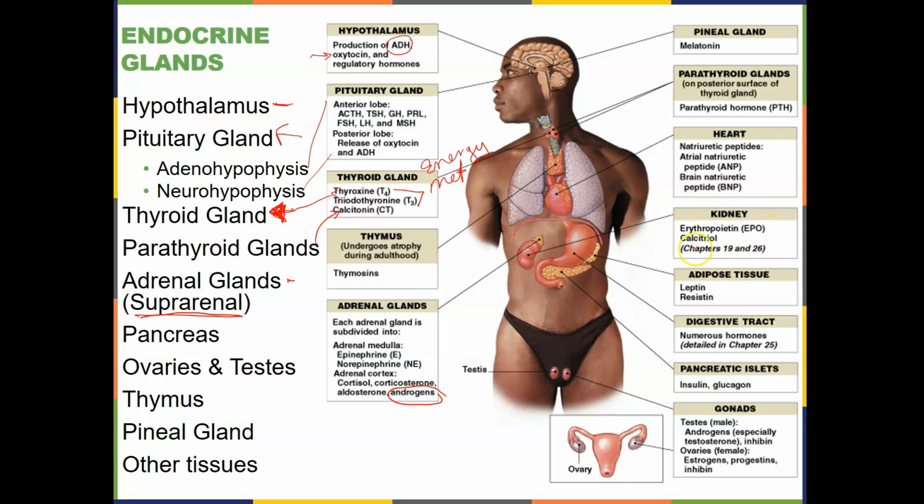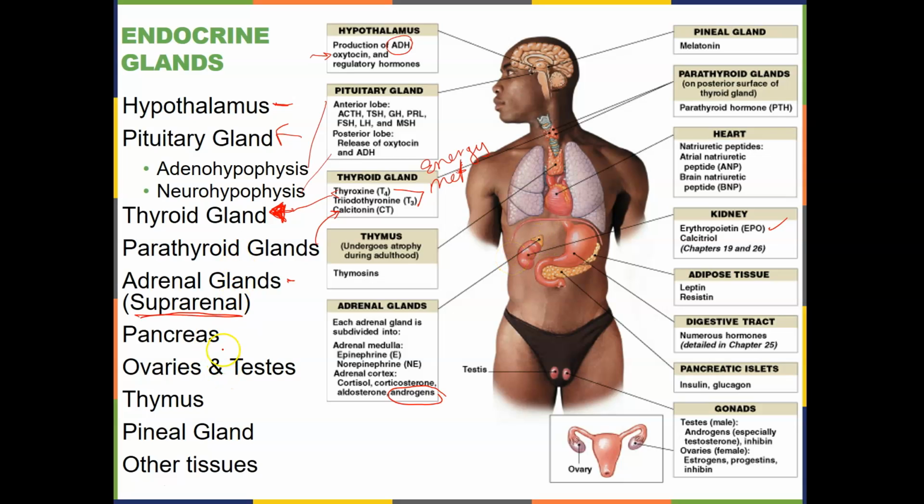The kidney itself does, and I'm bringing this up right now, the kidney itself is an organ that can have endocrine functions because it makes calcitriol. We'll talk about that later. And then erythropoietin. EPO is very, very important in blood cell regulation. So there is an endocrine element to the kidney itself.